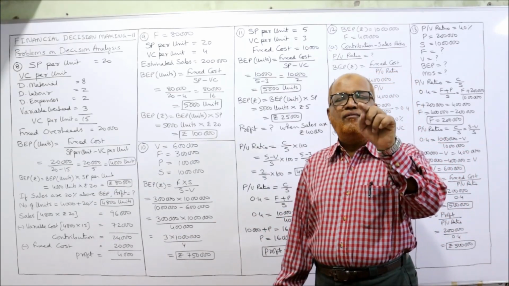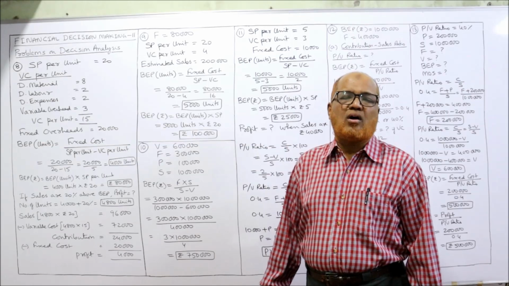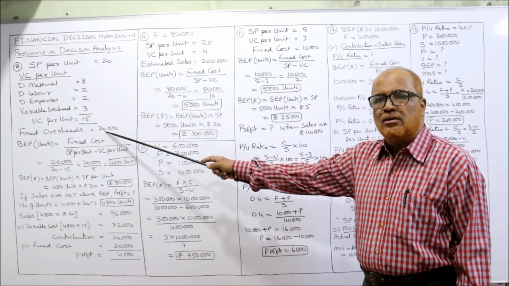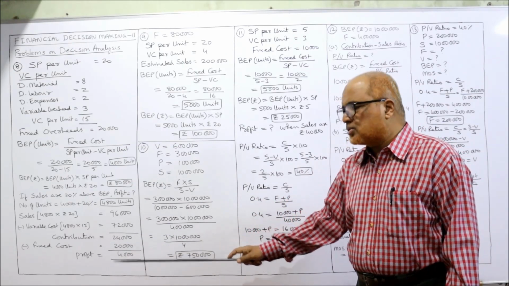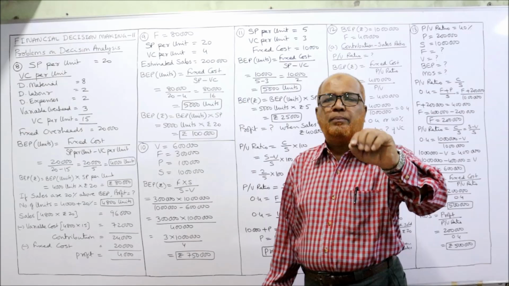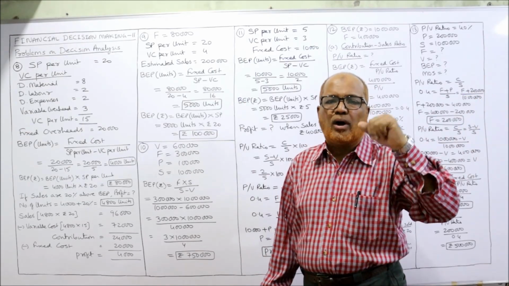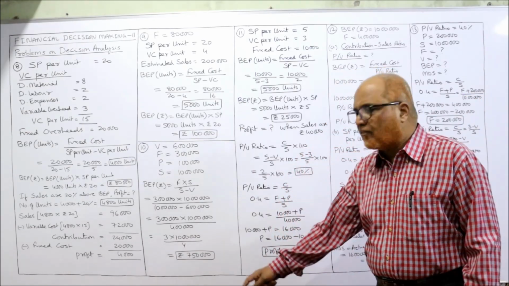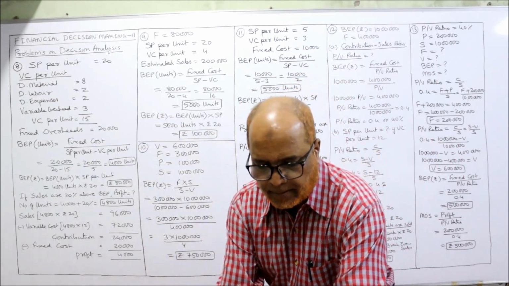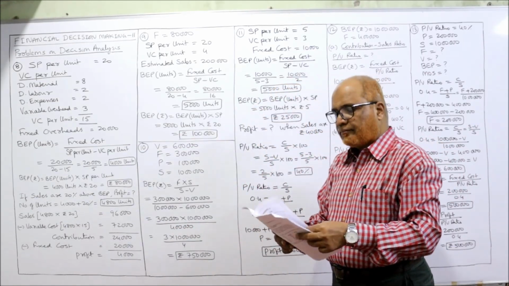From contribution, if we deduct fixed cost, we will get the profit. The fixed cost is 20,000. So 24,000 minus 20,000, 4,000 profit. So if sales are 20% above the break-even point, we are going to get a profit of 4,000 rupees. That's it. Next, the ninth problem.